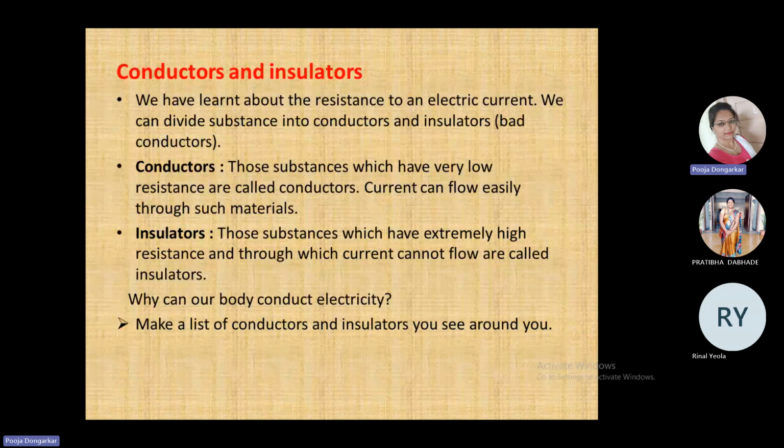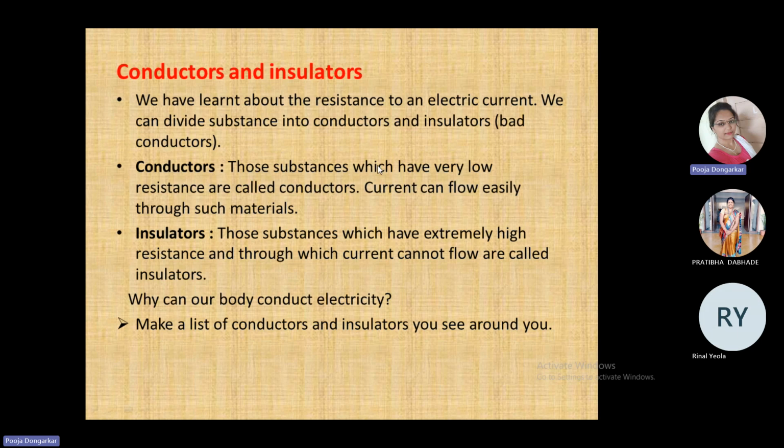Conductors and insulators. What is a conductor? Anyone tell me? Reenal ma'am, do you know about conductors and insulators? Substances with very low resistance are called conductors. Right. And the insulators? Substances with high resistance are called insulators. Insulators, right. We use both in the circuit.